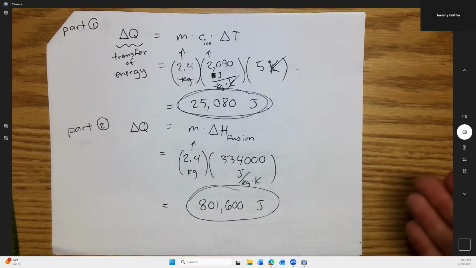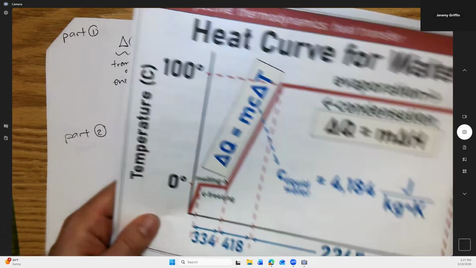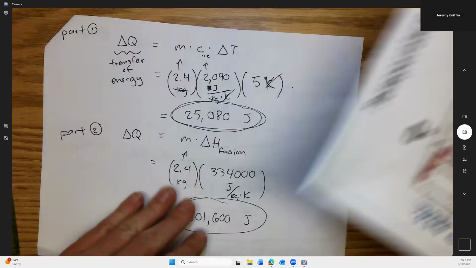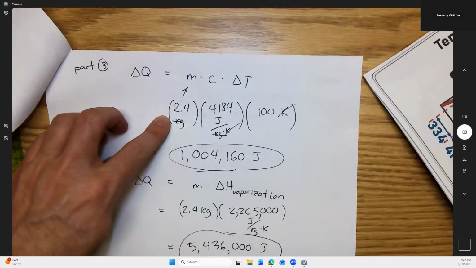So now we've got part two. Now we've melted all the ice. You see that? We melted all the ice. We have a very cold puddle of water. Now we're into this part of the curve, so we're going back to m c delta T. The transfer of energy is m c delta T, with the same mass as before.